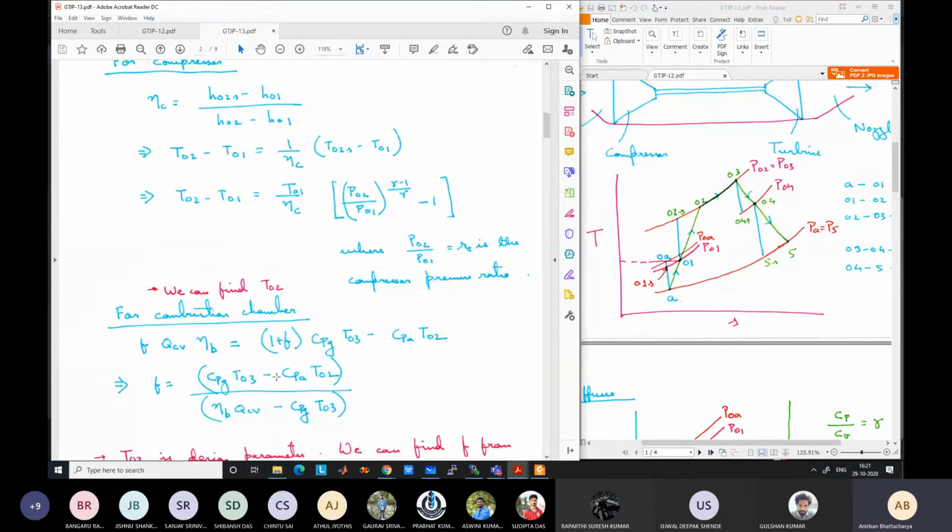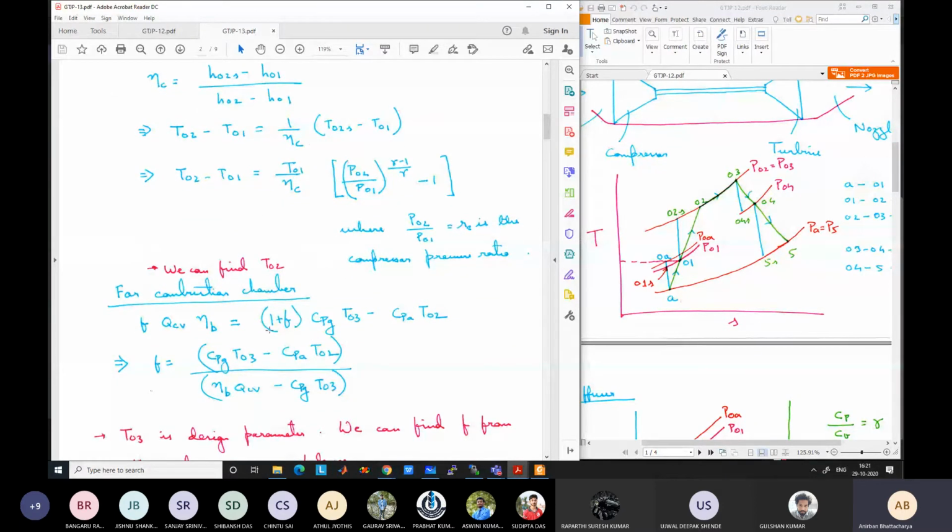So let us try to do the energy balance in the combustion chamber. Again, this is exactly same as what you have done for the industrial gas turbine. Same equation, same expression, everything same, but we are just repeating for the turbojet part here. The fluid goes from 02 to 03 in the combustion chamber.